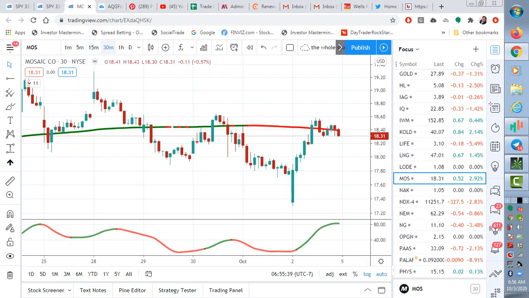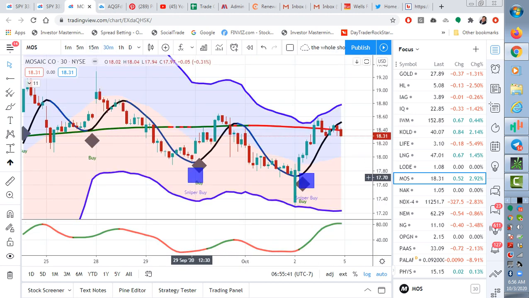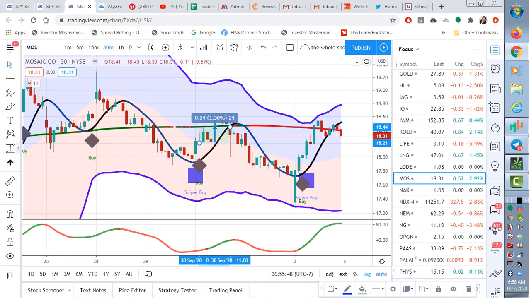30-minute works extremely well. If you see here, look at the sniper buys. See? So you got a sniper buy. You'd have bought it here. You'd have been in the trade to here. Sniper buy here. You're in the trade to here. Look, these are 1 or 2 day trades, okay?